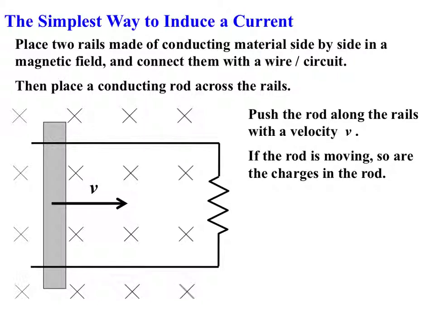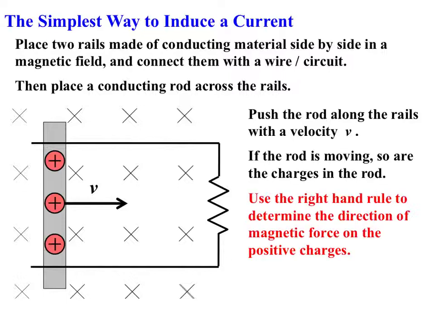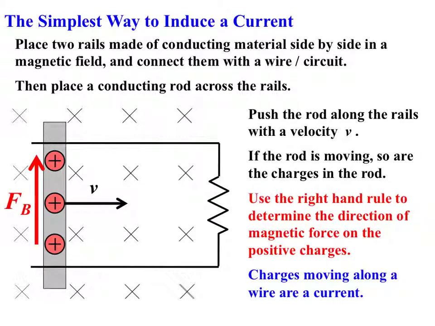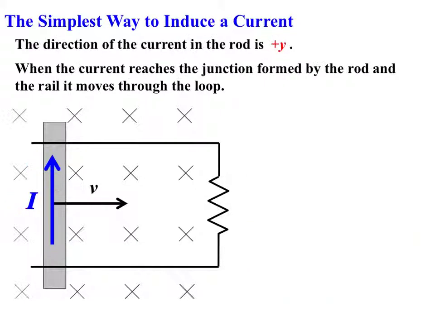So if the rod is moving, so are the charges in the rod. Again, that means we can use the right-hand rule to determine the direction of the magnetic force on the positive charges, which in this case gives us an upward force, which means that the charges are going to move along the wire in that direction. So if the charges are moving in that direction, that's the direction of our current. When the current reaches the rail, then our current starts to move along the conducting wire, shown here and here.